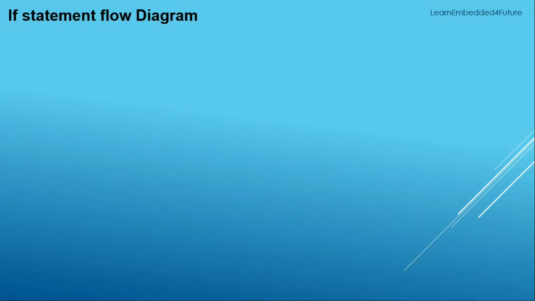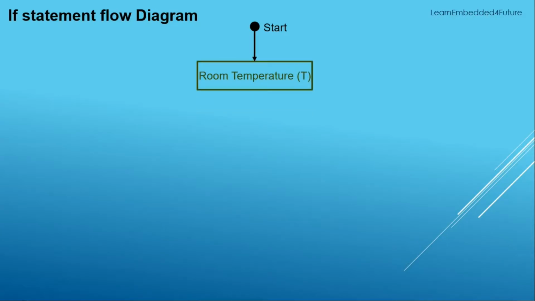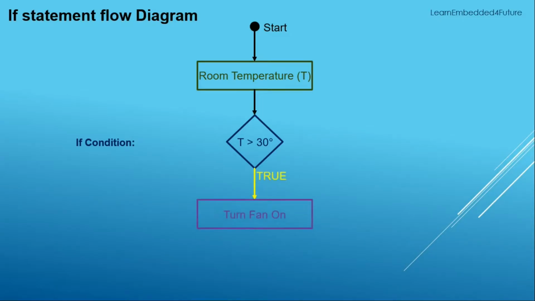Let's assume we want to turn on the fan when room temperature rises above 30 degrees. The temperature sensor measures the room temperature, and if the temperature is above 30 degrees, the fan connected to the microcontroller is automatically turned on. And if the temperature is less than or equal to 30 degrees, the conditional code is not executed and the fan will stay turned off.